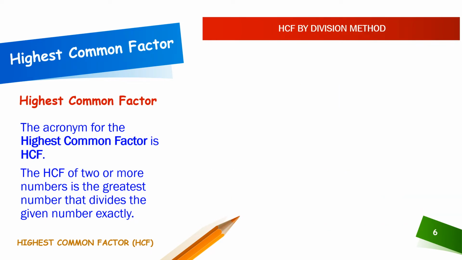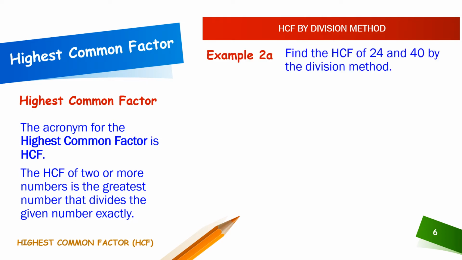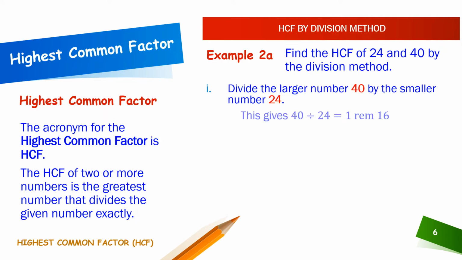Let's try finding the HCF by using the division method. We will illustrate this method with the help of an example. Find the HCF of 24 and 40 by the division method. So let's begin. Divide the larger number 40 by the smaller number 24. This gives 40 divided by 24 equals 1, remainder 16. So 16 is the remainder.